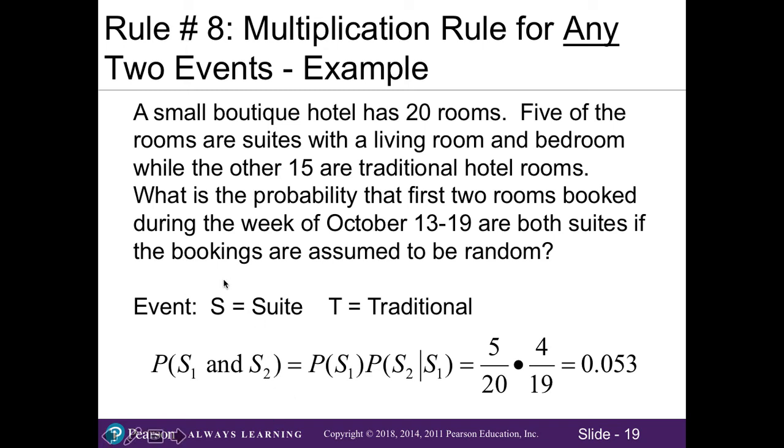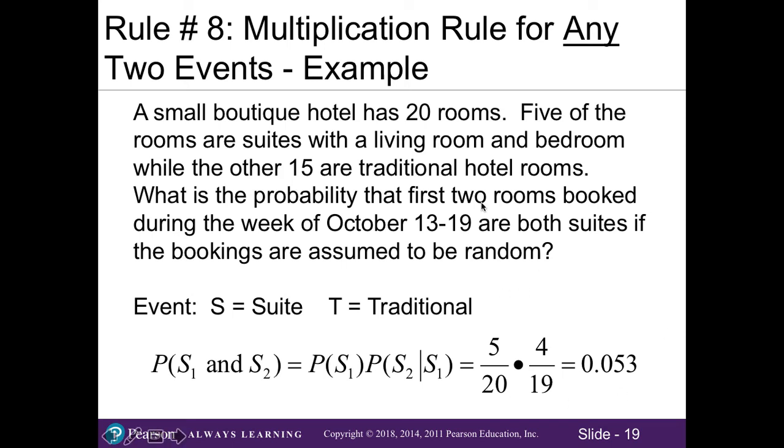So we use S to represent suite and T to represent traditional. In this case, though, we only care about the suites themselves, and we want to find the probability that our 2 rooms that are booked will be suites. So you can see here, what we do with our formula is that first, we take the probability of getting a suite. So since we know that there are 5 suites out of 20 possible rooms, we take 5, divide by 20. That gives us the probability of our first room.